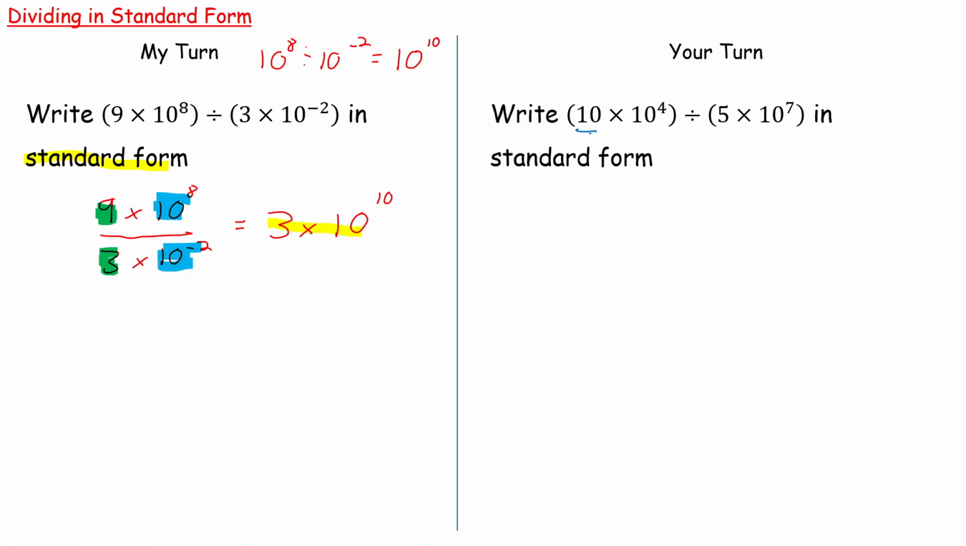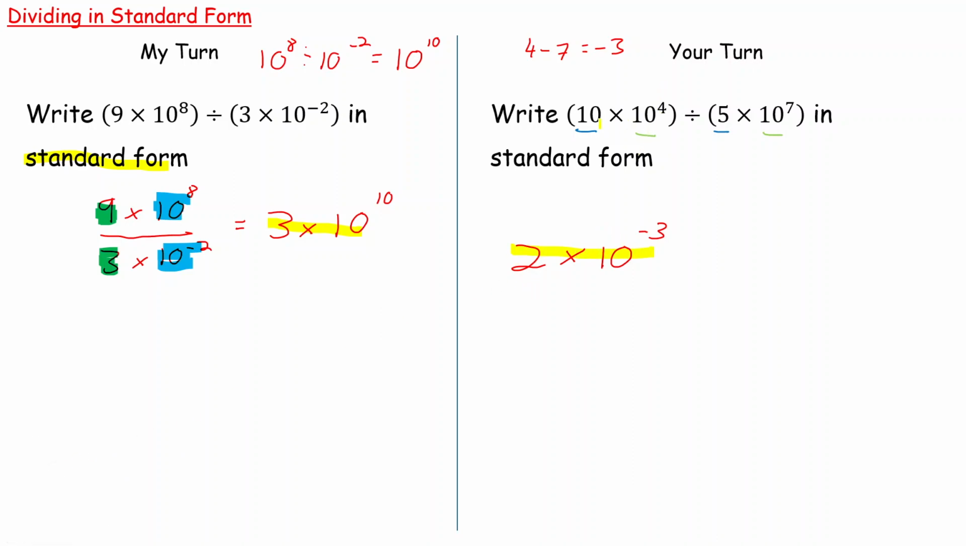So we're going to be doing 10 divided by 5, and then we're going to be doing 10 to the power of 4 divided by 10 to the power of 7. So what is 10 divided by 5? 10 divided by 5 is equal to 2. And we're timesing again by 10 to the 4 divided by 10 to the 7. Dividing indices with the same base, you can just do 4 take away 7, which is equal to negative 3, because 4 take 7 equals negative 3. There we go. Brilliant. So that is your answer for your turn.